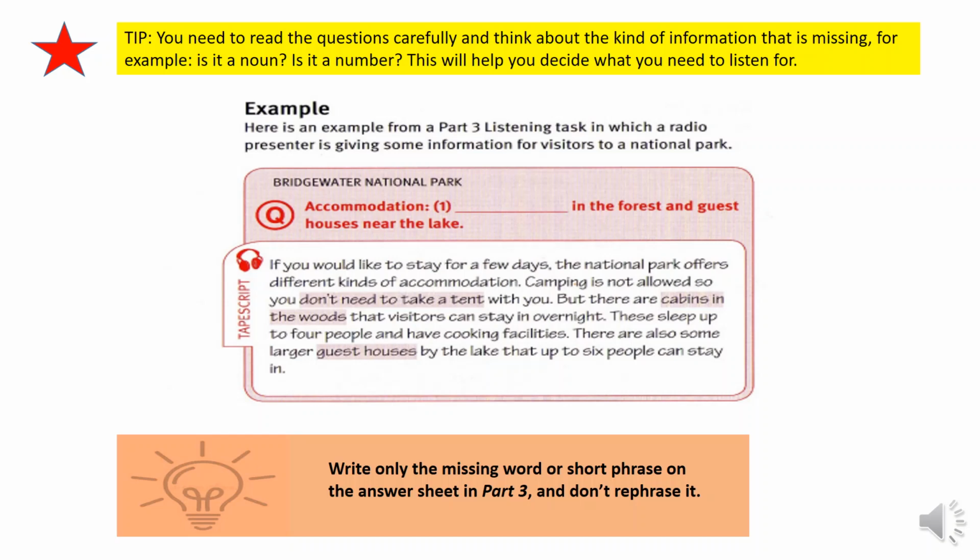So if there is unnecessary information in the audio, you can just skip that information. So let's see. Bridgewater National Park. Accommodation. Number 1, gap in the forest and guest houses near the lake. So let's see the transcript.